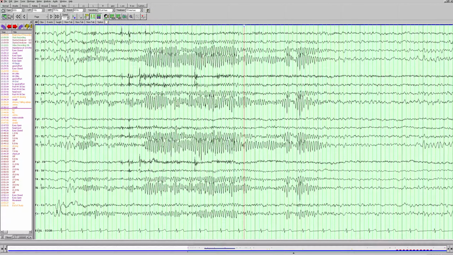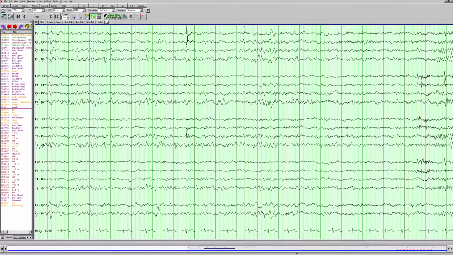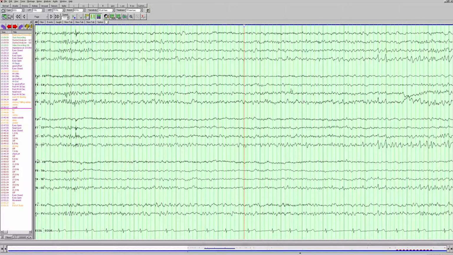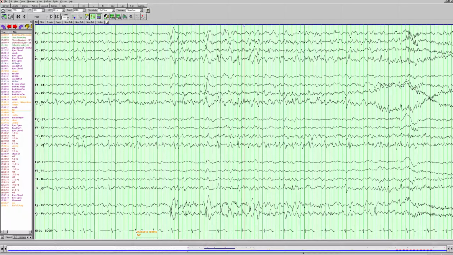Now, this is again background activity. The patient is waking up here, and as we progress, the patient's drowsy. We see more of these posts. These are called positive occipital sharp transients, and that's a normal feature during drowsiness. We don't see those in everyone. It's kind of interesting when we do see those.